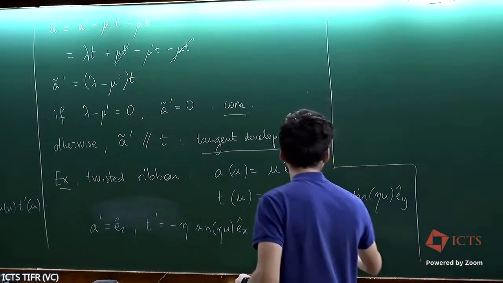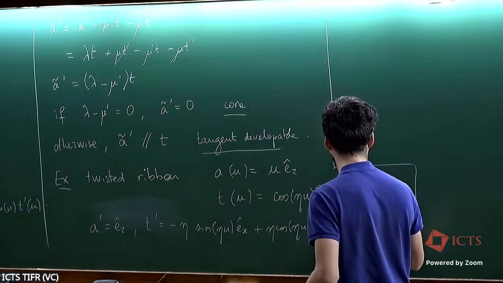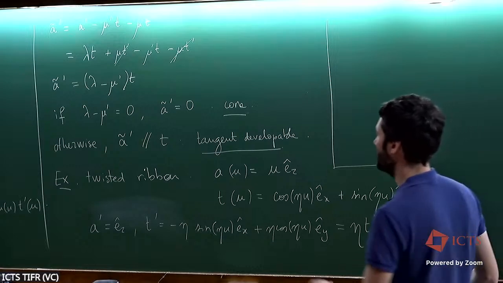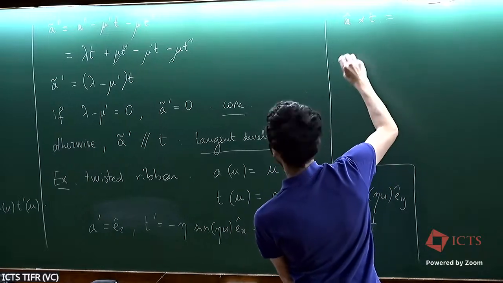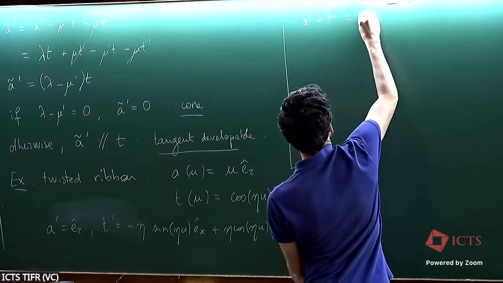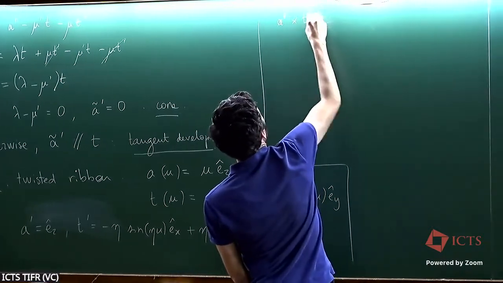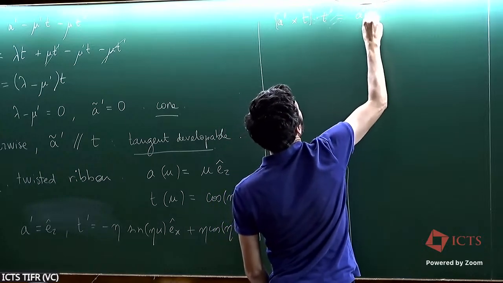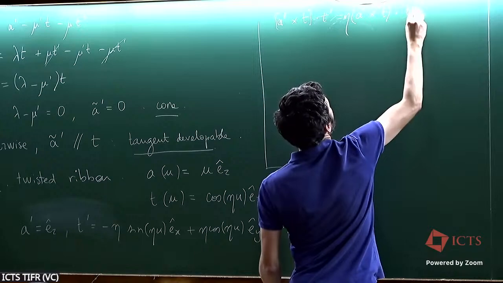Okay, and this is just, I will call it eta times t perp, because this is a vector perpendicular to t. Okay, and now if I compute a prime cross t, I will do the full thing. e prime is equal to a prime cross t. You can put the eta factor here, dot t perp.